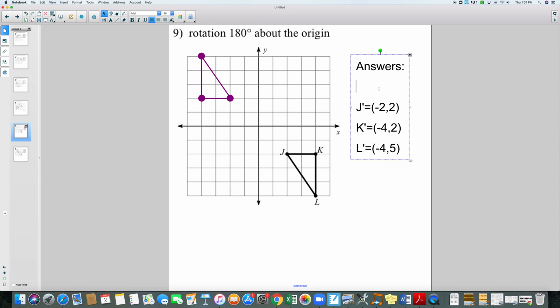All right, so J equals, J originally was 2, negative 2. For K equals, originally K was 4, negative 2. And for L, we originally were 4, negative 5.